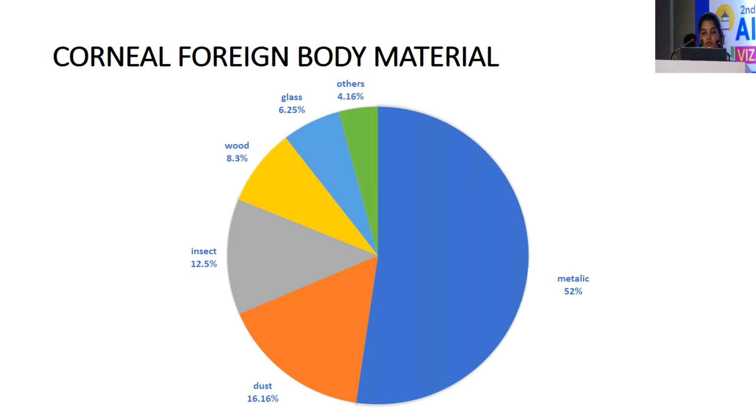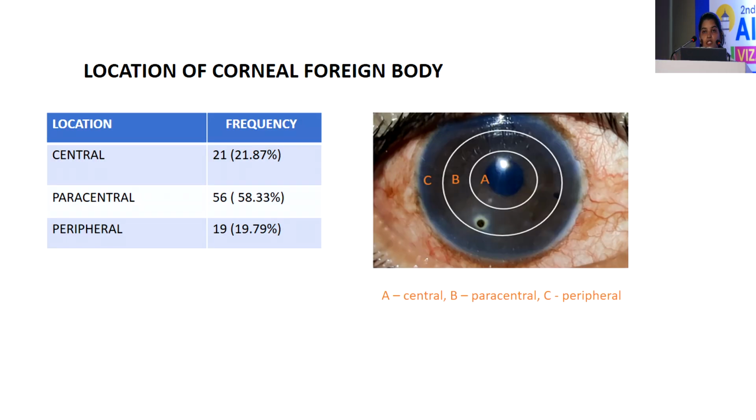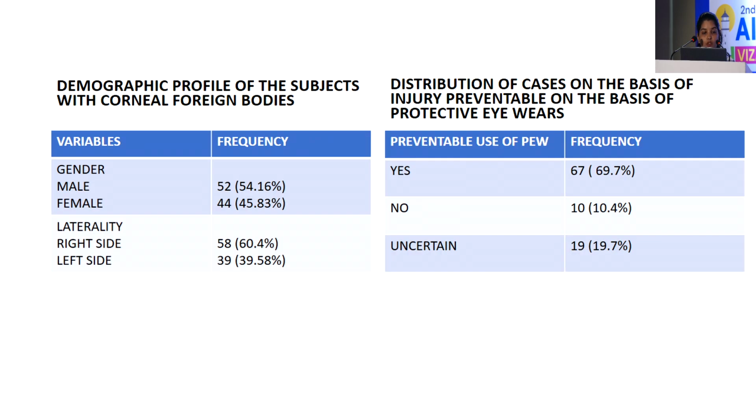Coming to the types of corneal foreign bodies, it was found to be metallic in most cases, around 52%, followed by dust particles, then insects and wood particles. Coming to the site in the cornea, we found most of the cases in the paracentral area, around 58%, then in the central area and peripheral area. Coming to the demographics, corneal foreign bodies were found more in the male gender than in the female, and more in the right eye than in the left eye.